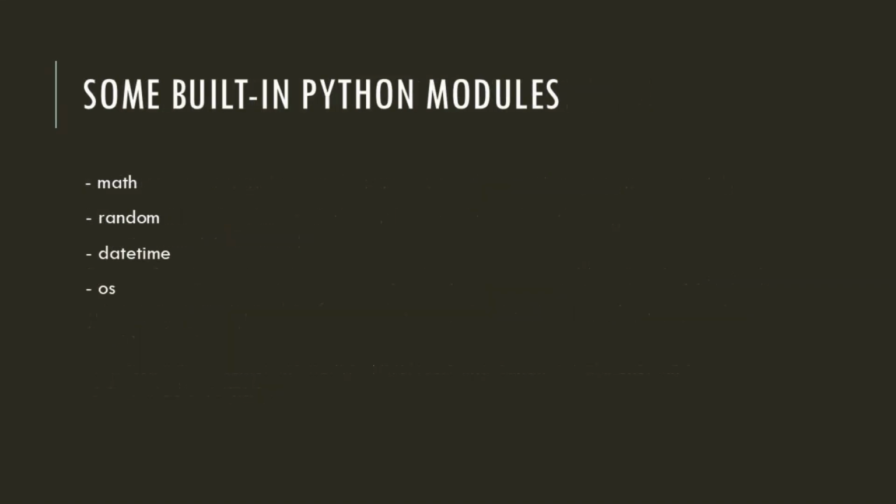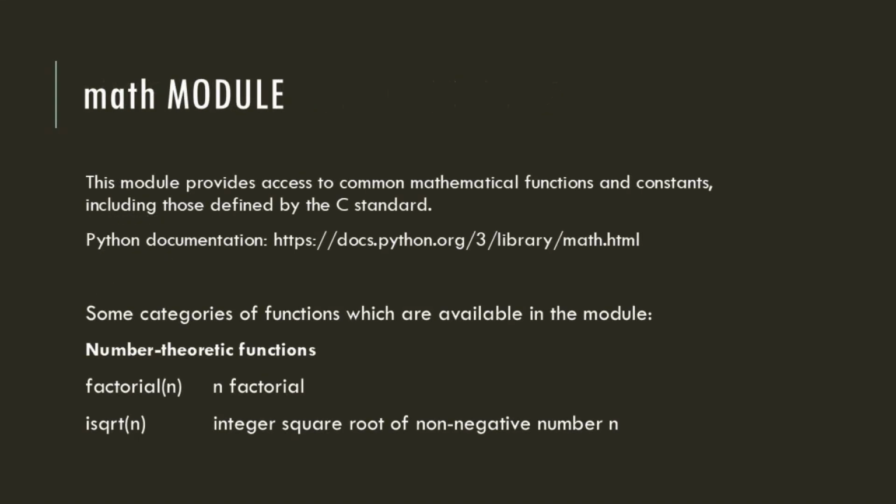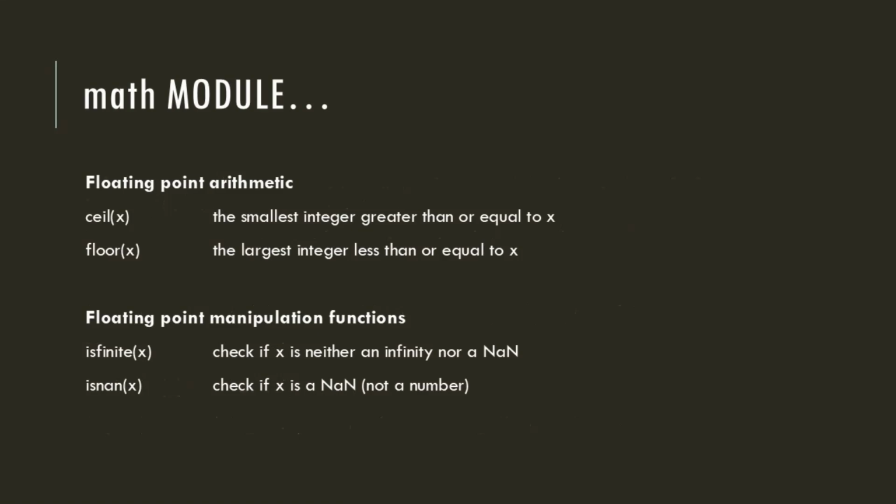Let us discuss some of the built-in modules in detail: math, random, datetime, and os. First of all, the math module. This module provides access to common mathematical functions and constants, including those defined by the C standard. Complete documentation for the module can be found at docs.python.org/3/library/math.html.